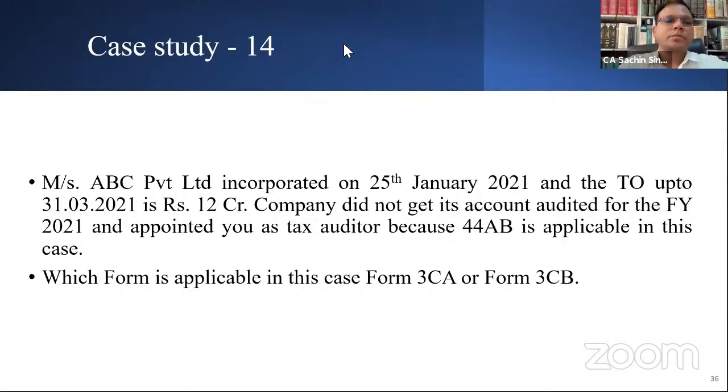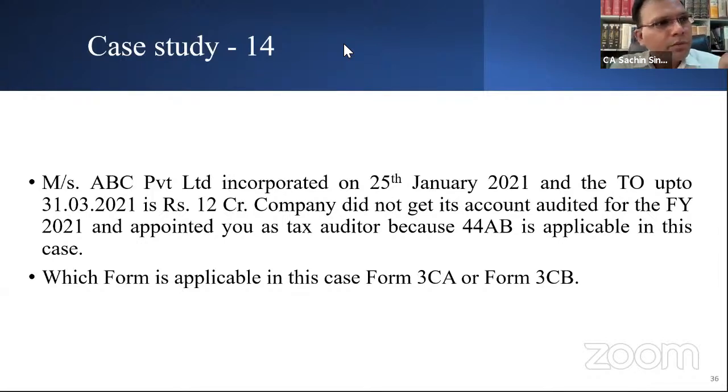3CB. So it is a private limited company and its accounts are required to be audited. Even in that case, 3CB is applicable. This is a company incorporated on 25th January and its accounts are required to be audited. 3CA is applicable. Okay. So I've got two answers. Ravindra sir is saying 3CB and Sairam sir is saying 3CA. Both the answers are correct. Let me explain the fact.